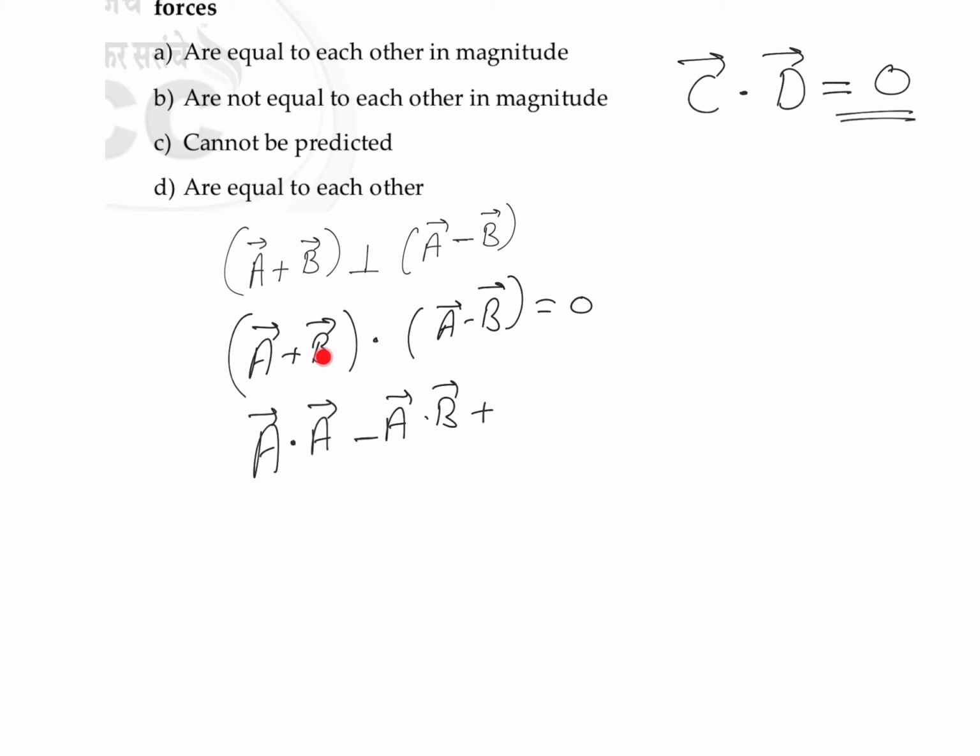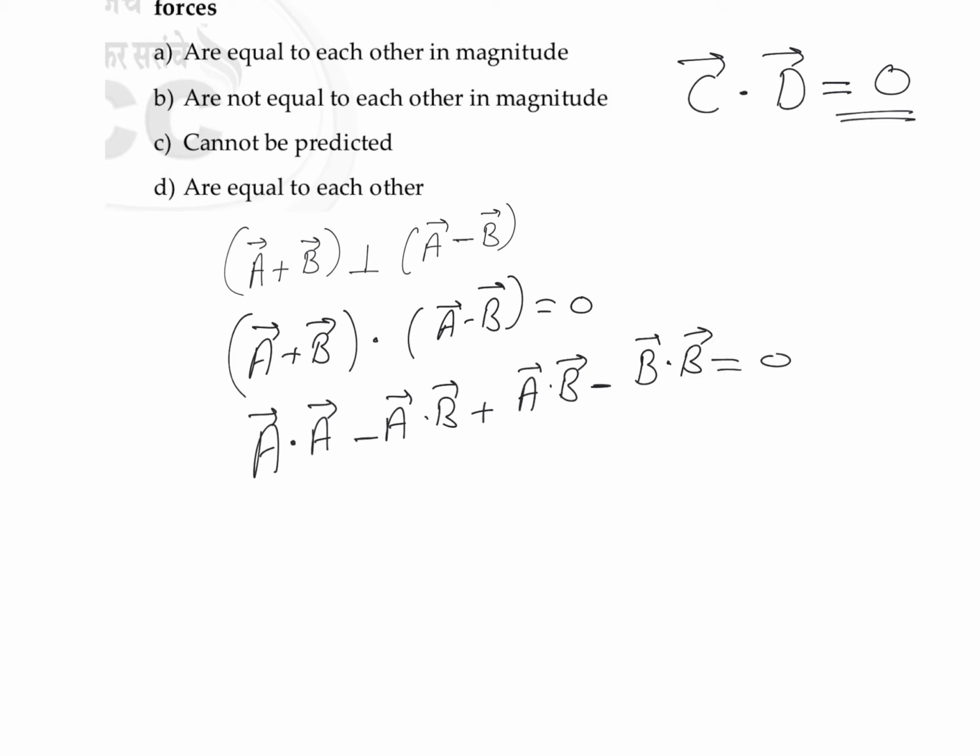Now we can go for B vector dot A vector, which we can take as plus A vector dot B vector, because B dot A and A dot B are the same, minus this B vector dot B vector, and this should be equal to 0.